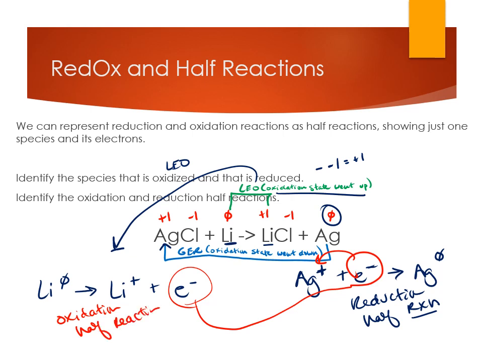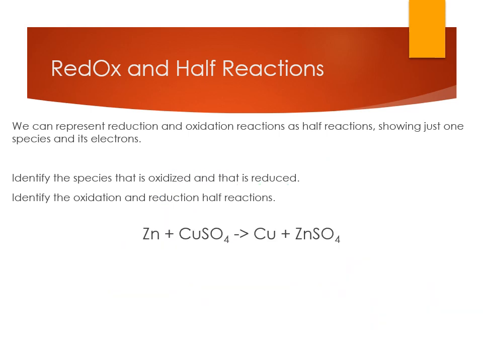All right, let's do one more example. So again, find what's oxidized, find what's reduced, find the oxidation half reaction, find the reduction half reaction. Okay, zinc is a 0. Sulfate is a -2, which means that this copper has to be a +2 to balance out those charges. Copper here is now a 0 because it's an element by itself. Sulfate is still a -2. Zinc is going to be a +2.